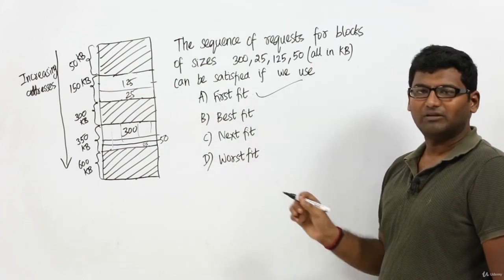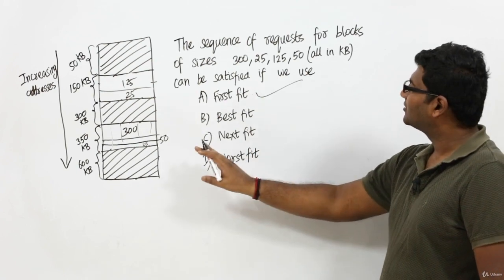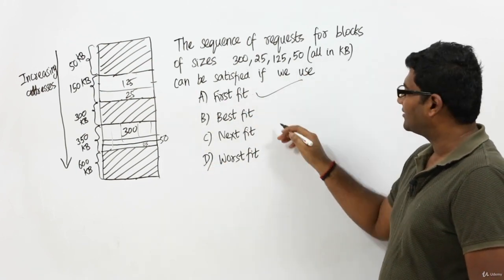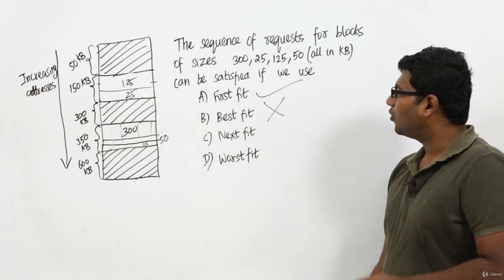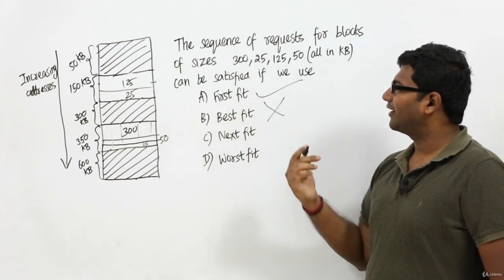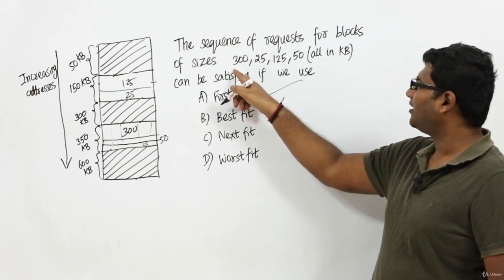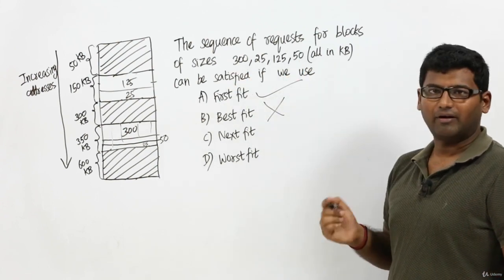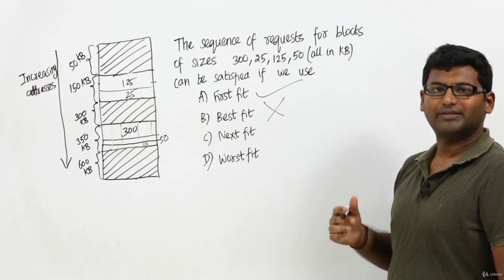So if we are using best fit for this memory structure and for this ordering, we will get the external fragmentation problem, and so we are not able to satisfy all the requests. We are able to satisfy 3 requests, but the 4th request we are not able to satisfy because it will lead to external fragmentation.